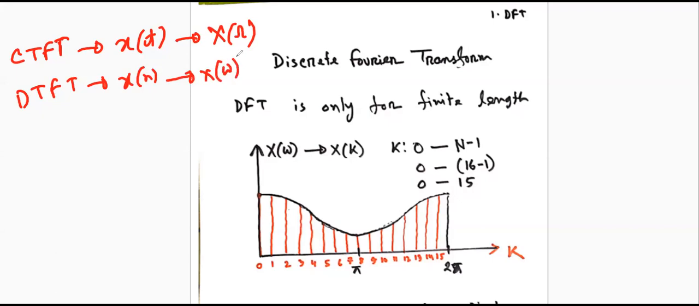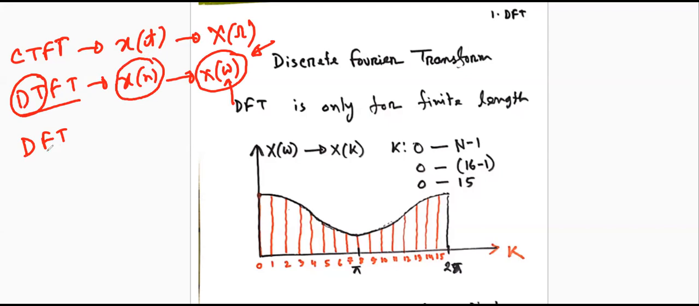So what about this X(omega)? This is a continuous spectrum, because for all the values of omega, we can get a value. So that's why this is an analog representation. And now if we discretize this X(omega), then this is called the discrete Fourier transform. Discrete time Fourier transform: here discrete time represents the discrete time signal. Discrete Fourier transform represents that the Fourier transform is now discretized.